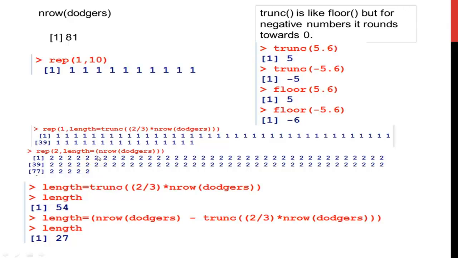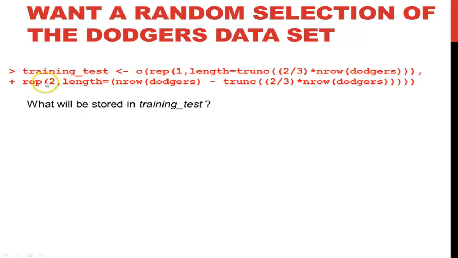And of course this is just doing the same thing, but with, sorry, how many 2's are going to be here? 81, right? 81 2's. What we want is a random selection of the Dodgers data set, because we want to take a random selection and put it into our training set. So we're going to create what we call a training set, which I think is just a vector, right?